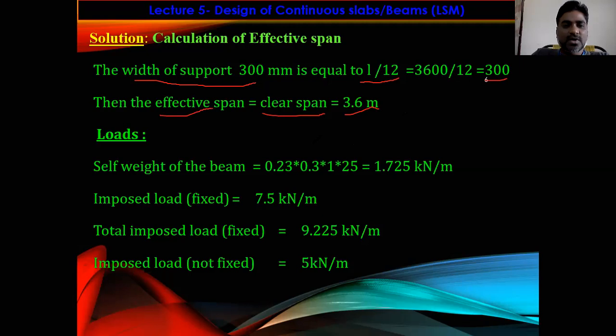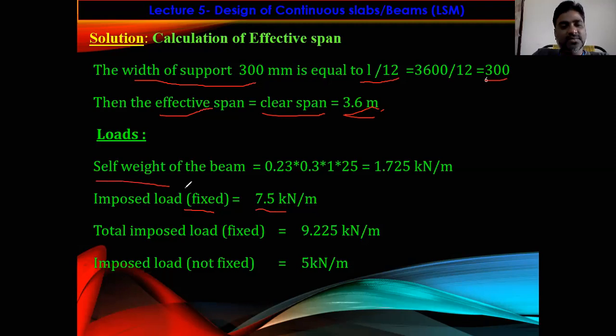After determining the effective span, the next step is to determine the loads. The imposed load, fixed, is given as 7.5 kilonewton per meter, and because the self-weight is excluded, you need to calculate the self-weight of the beam.